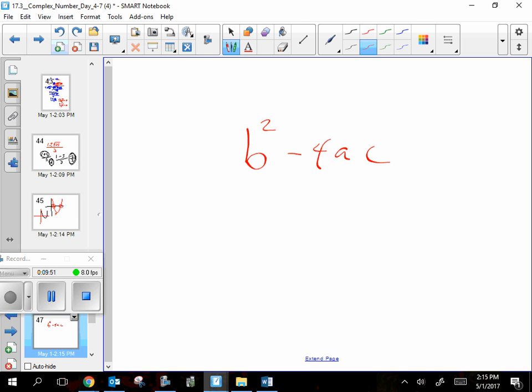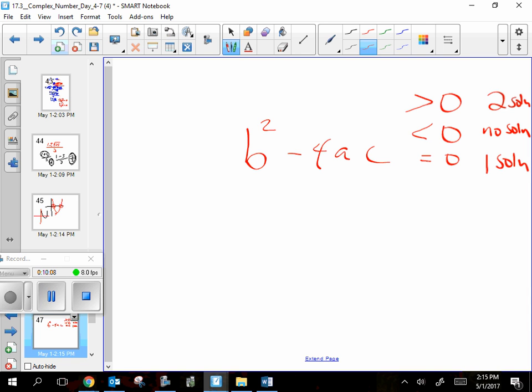And if it's equal to 0, then there's how many answers? 1. Okay? Bigger than 0, you get 2 solutions. Less than 0, you get no solutions. And equal to 0, you would get one solution.